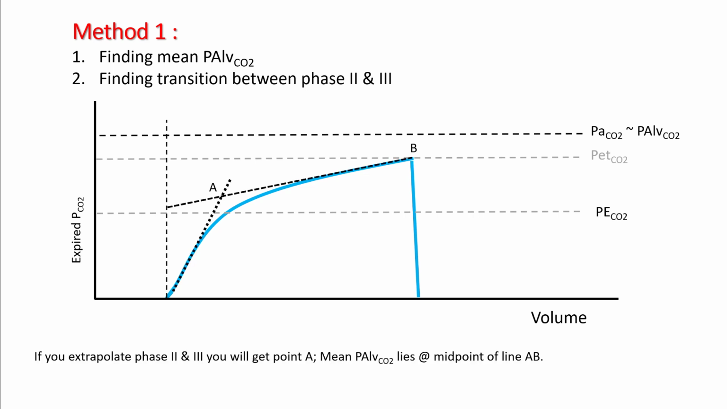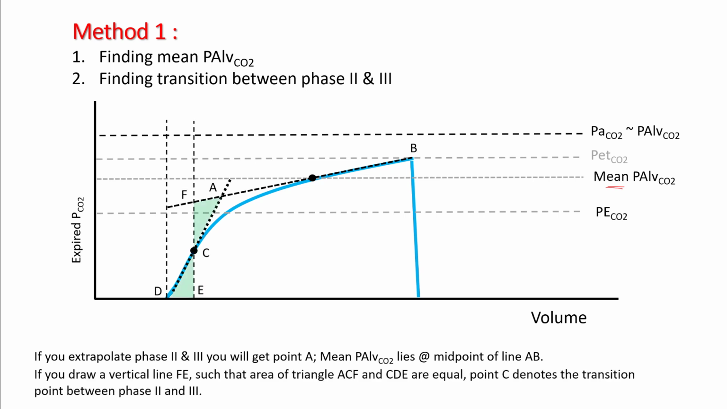If you extrapolate a line on phase 3 and phase 2, you will intersect at point A, and the midpoint of A and B will represent your mean P alveolar CO2. To figure out the transition between phase 2 and 3, you have to draw a vertical line FE so that the area of this triangle is equal to the area of this triangle, and this portion would now represent phase 1, phase 2 and phase 3.